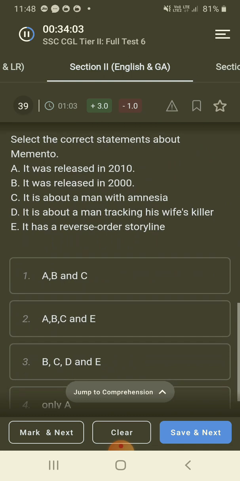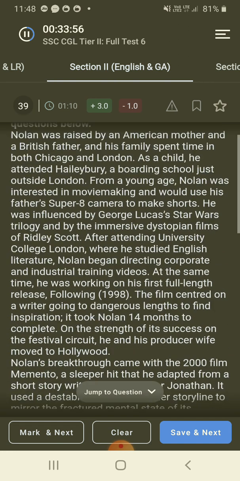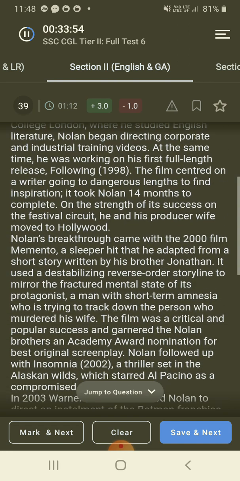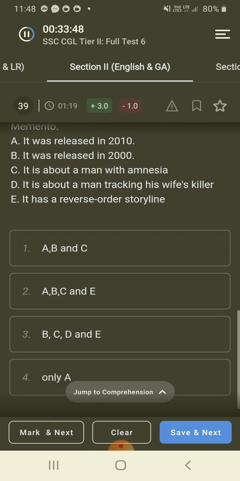Select the correct statement about Memento. It was released in 2010. Memento. Nolan's breakthrough came with the 2000 film Memento. It won't be 2000.